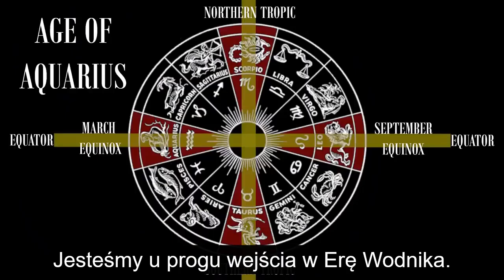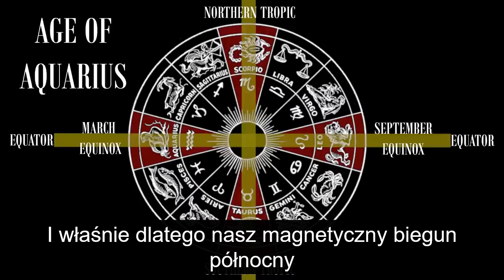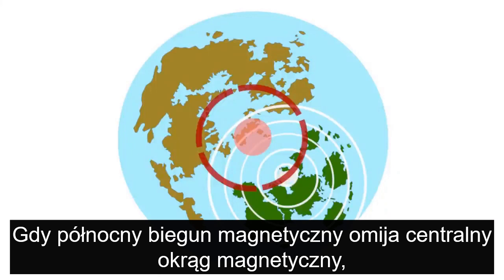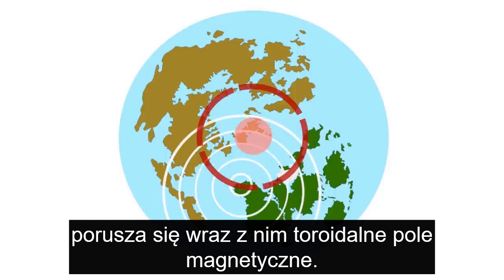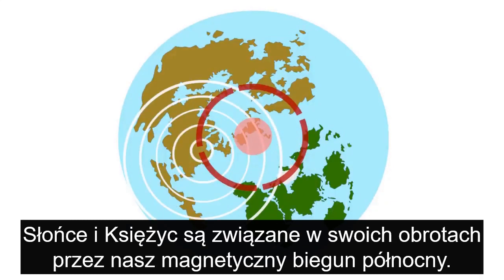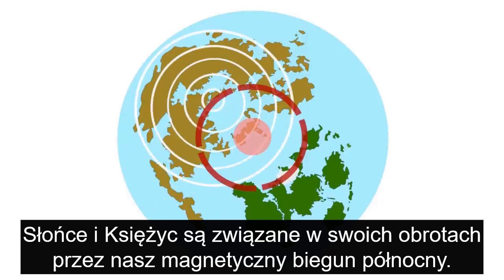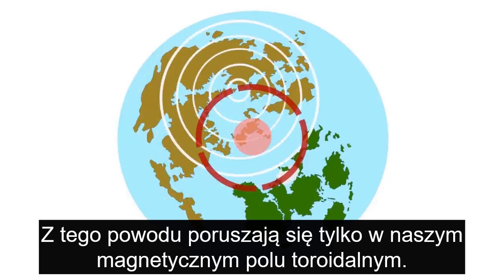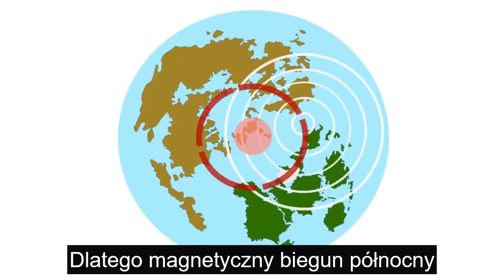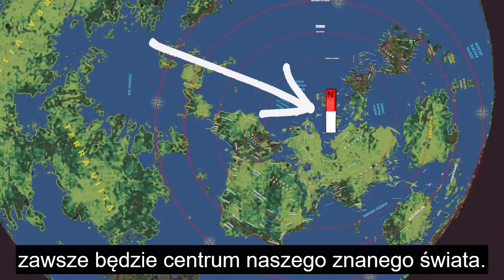We are on the cusp of entering the age of Aquarius, and this is why our magnetic north pole is en route to Siberia. As the north magnetic pole circumvents a central magnetic circle, the toroidal magnetic field moves with it. The sun and moon are bound in their revolution by our magnetic north pole, and because of this, they move within our magnetic toroidal field only. This is why the magnetic north pole will always be the center of our known world.